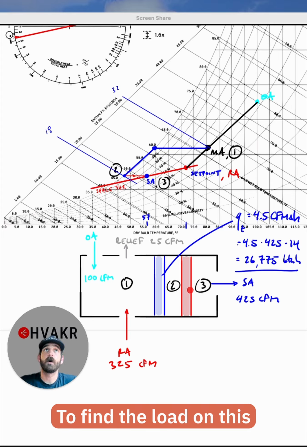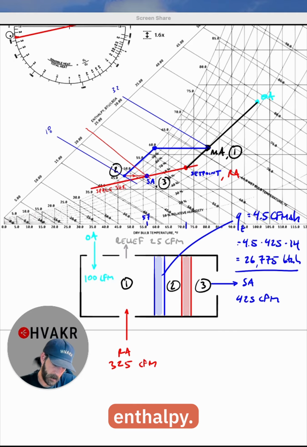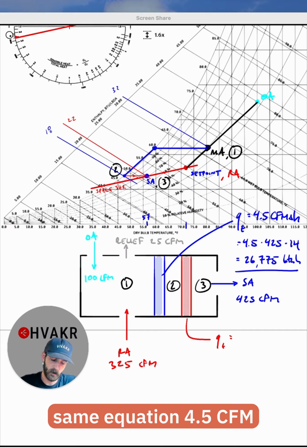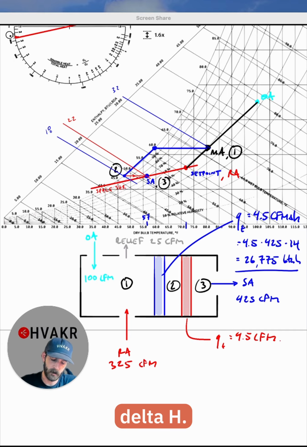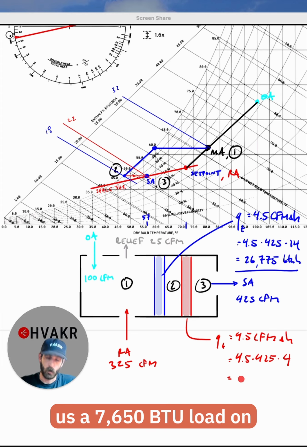To find the load on this reheat coil, we're going to do the same thing. First, we're going to plot enthalpy. This is at about 22. We're going to use that same equation, 4.5 times CFM times delta H. This is going to yield 4.5 times 425 times 4, which gives us a 7,650 BTU load on our reheat coil.